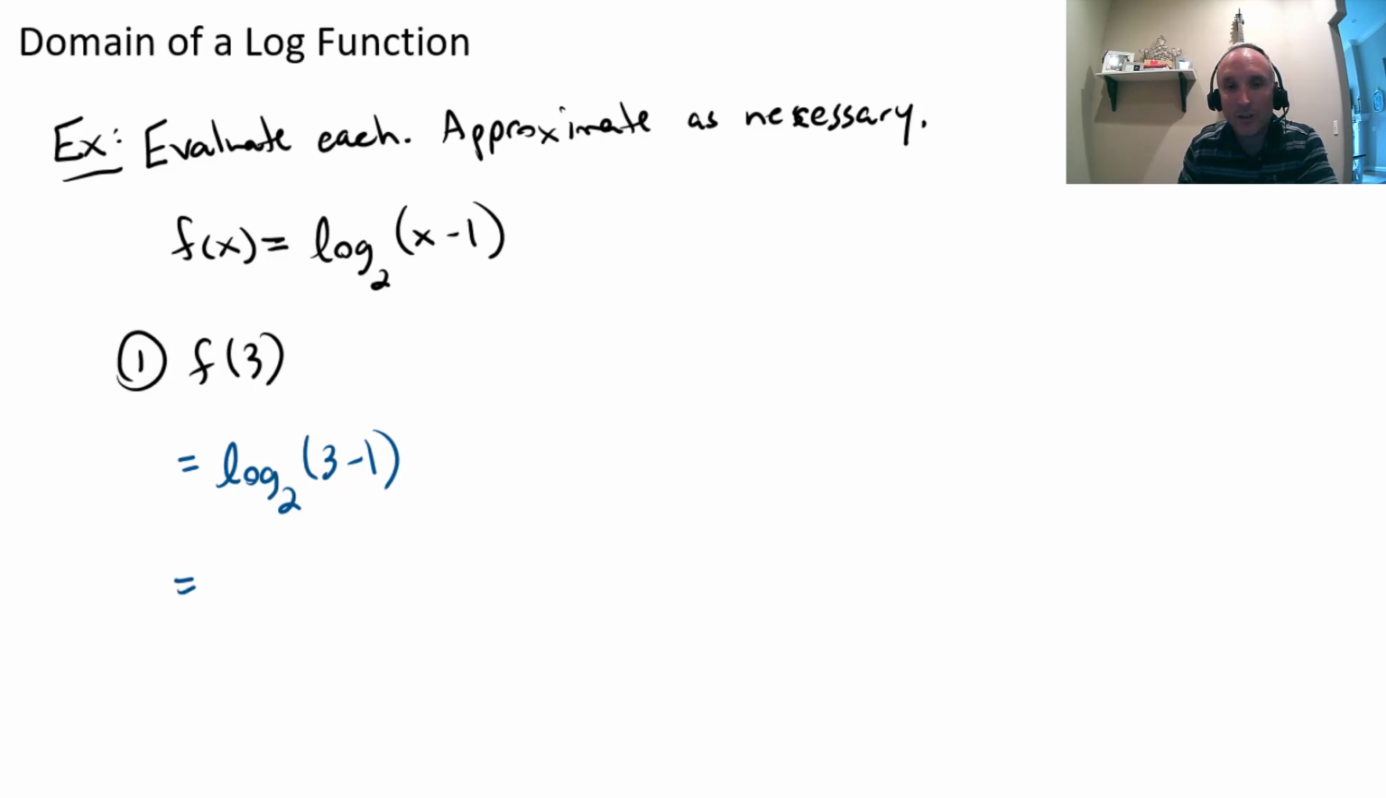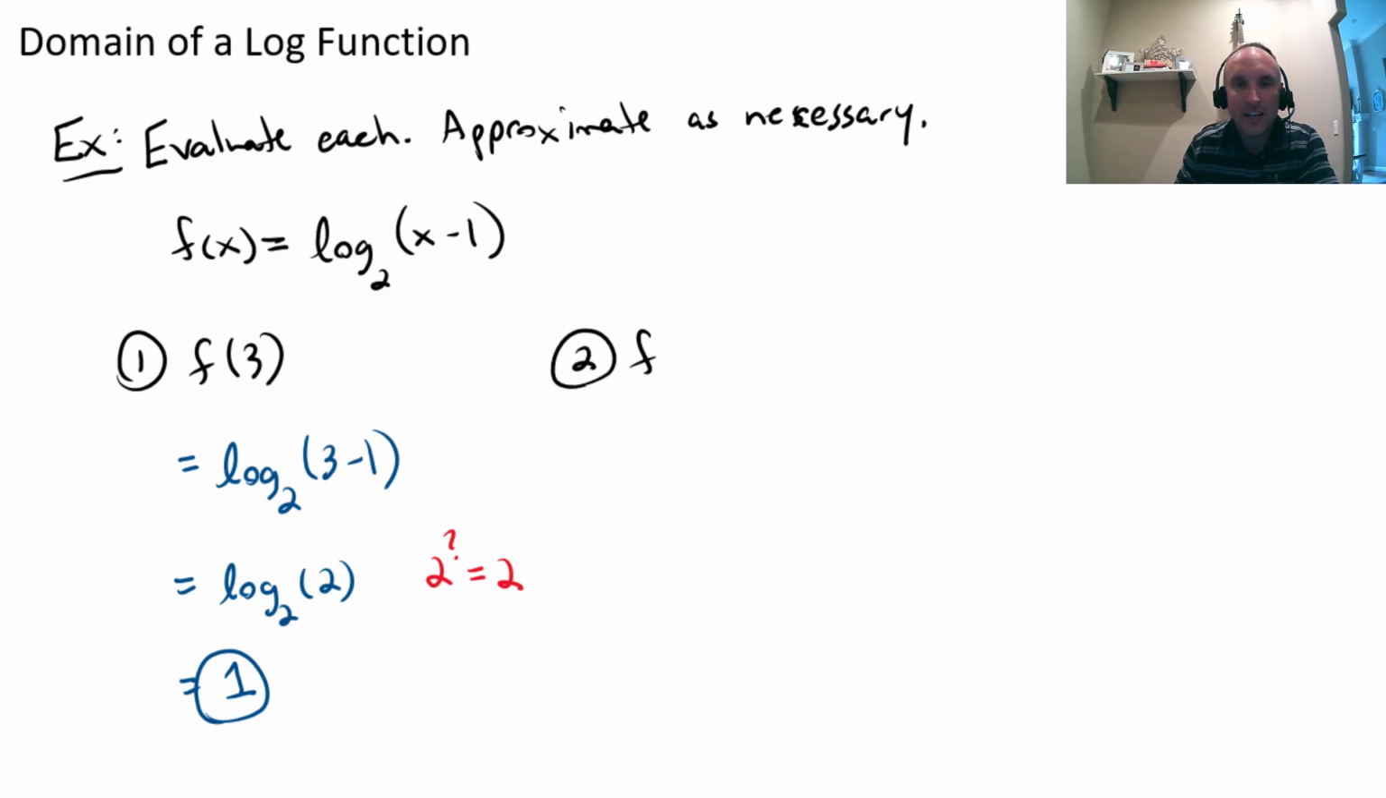And so now I know to do 3 minus 1, which is 2. And then I'm trying to decide, okay, my base is 2. What exponent do I need on that to get the argument of 2? And the answer, of course, is 1. So f of 3 equals 1.